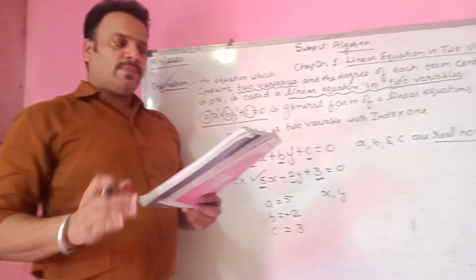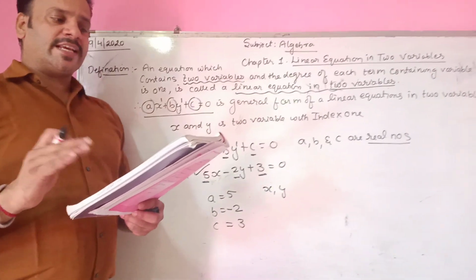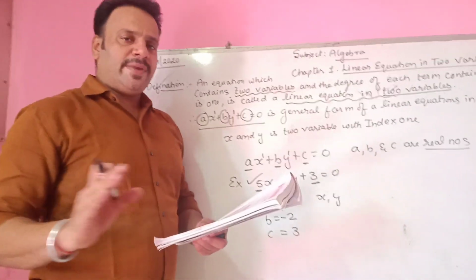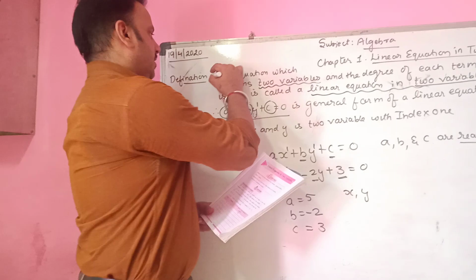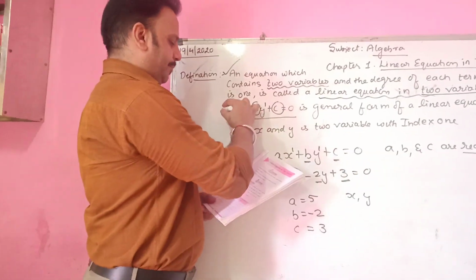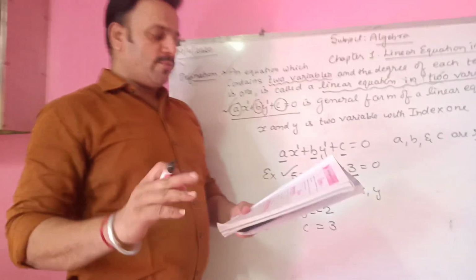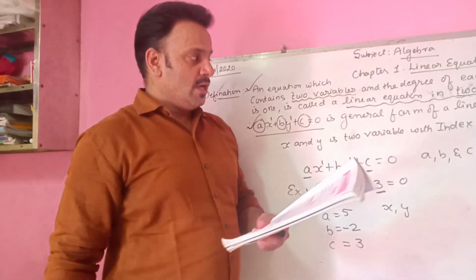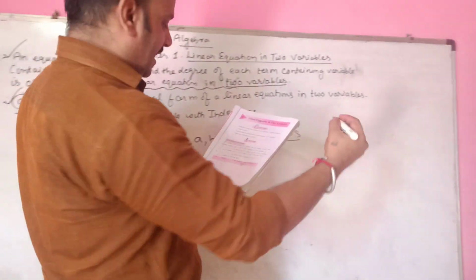Now page number 1 of the textbook. In the textbook, in the first chapter, linear equation in two variables, the definition and the example are already mentioned. So we will come to the activities. Complete the following table. The activities are given over there. The first, activity 1.